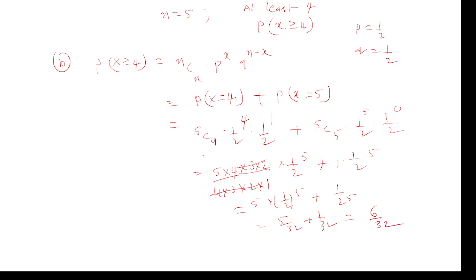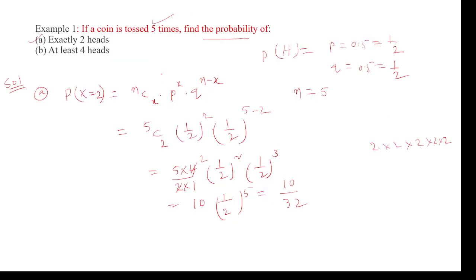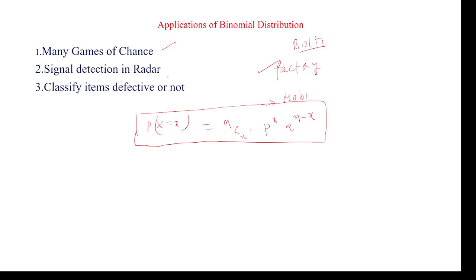So this is the probability to get P(X greater than or equal to 4). So that is about binomial distribution.